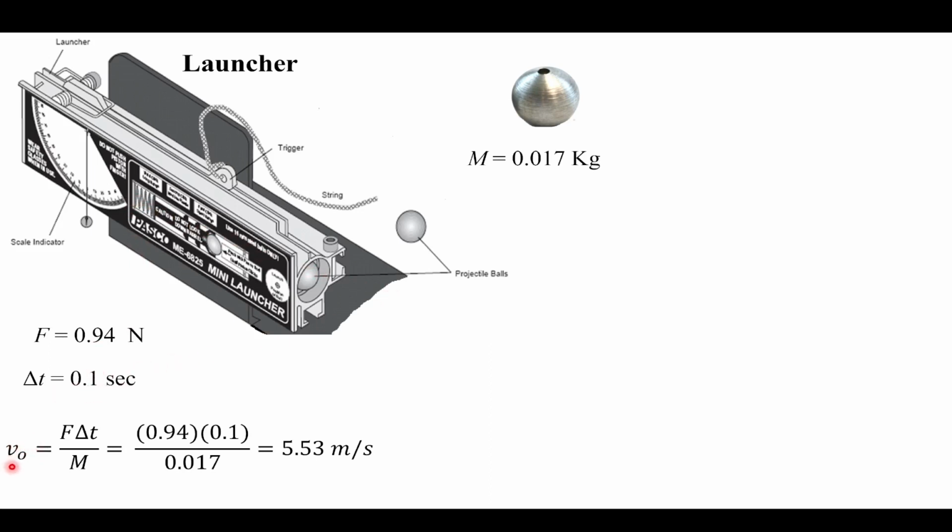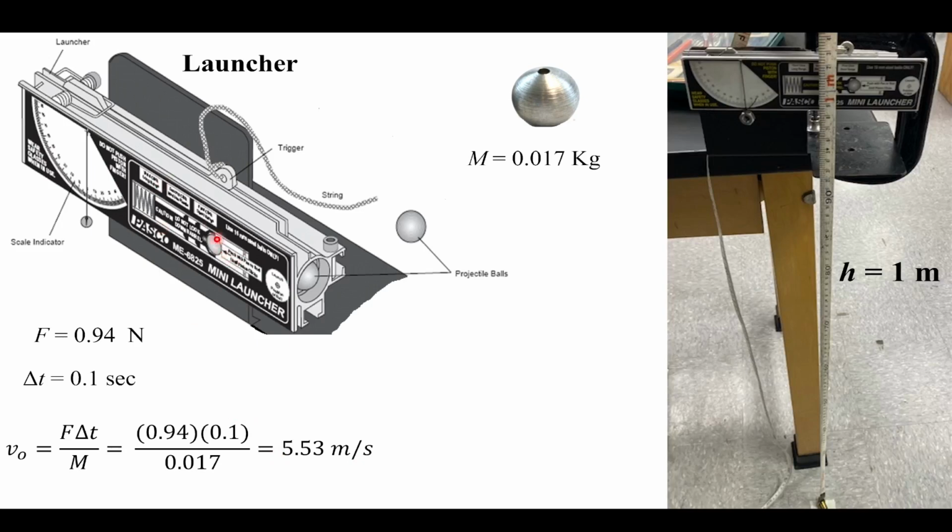So if I calculate the velocity the ball will come out with, it will be the force 0.94 multiplied by delta t 0.1 divided by the mass 0.017 kilogram. So that will be 5.53 meter per second. Now this launcher, we will mount it on this table, and the launcher is 1 meter above ground. So h is 1 meter.